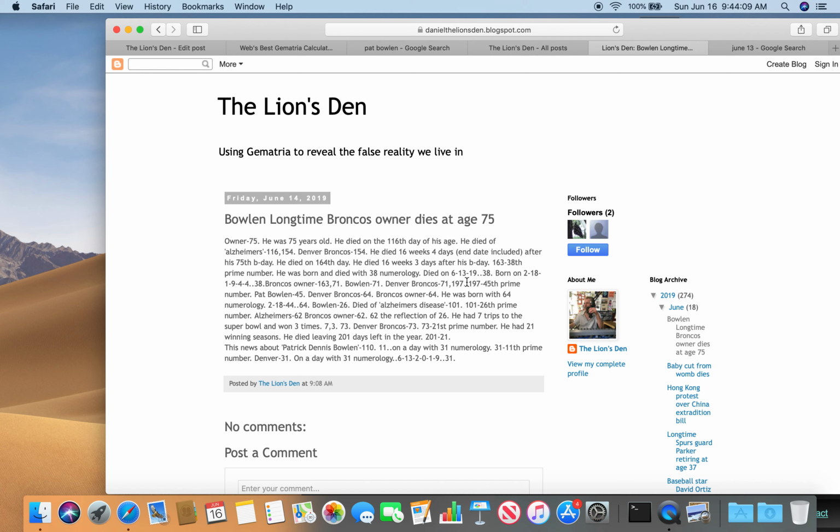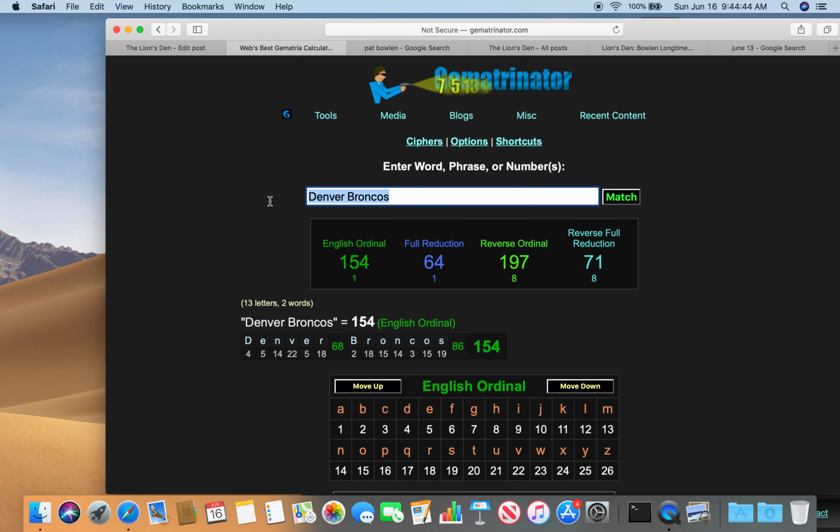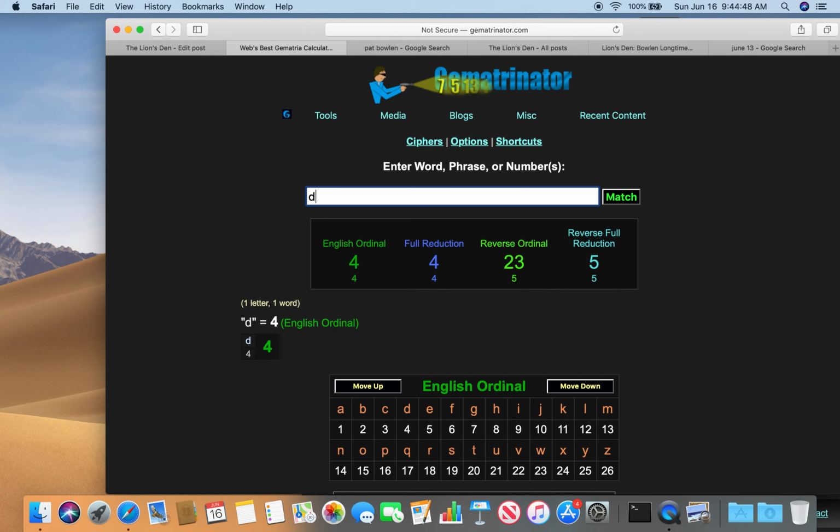He died on 6/13/19. 6 plus 13 is 19, plus 19 is 38. Pat Bowlen was born on February 18th, 2/18. So 2 plus 18 is 20, plus 1 is 21, plus 9 is 30, plus 4 is 34, plus 4 is 38. So born and died with 38 numerology. Of course, 38 is a number centered around death. Death 38. Killing 38, rest in peace, RIP 38, also murder 38, in the reverse cipher.